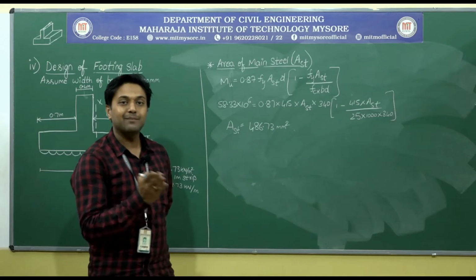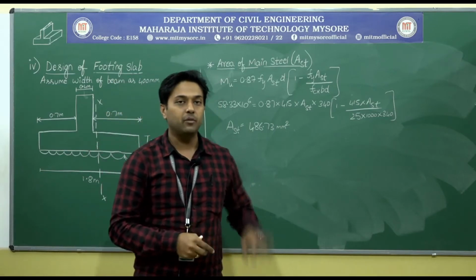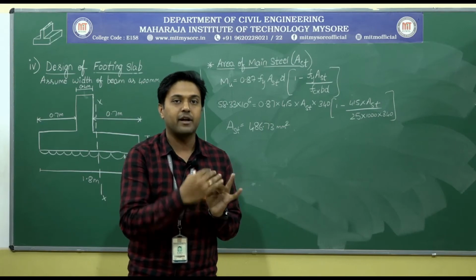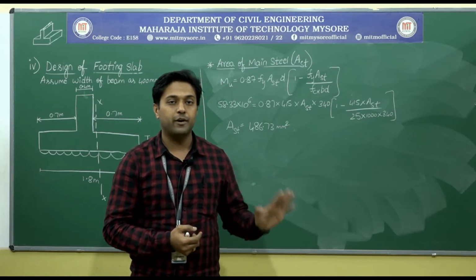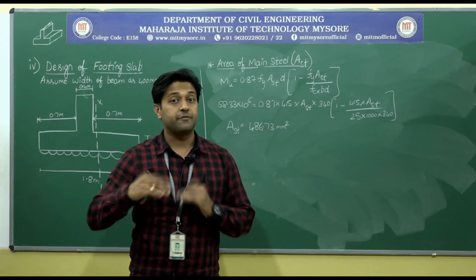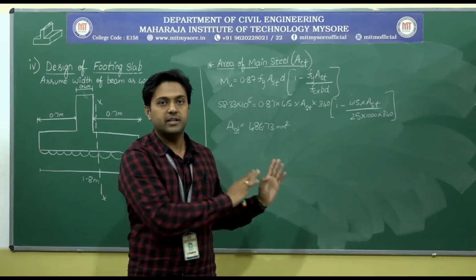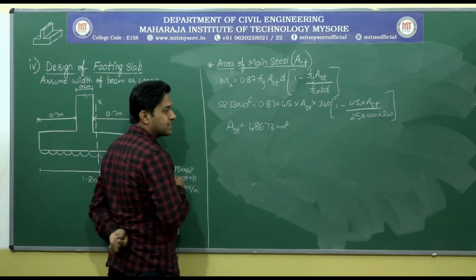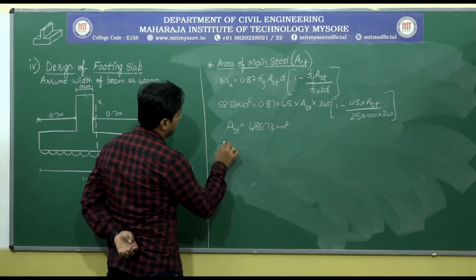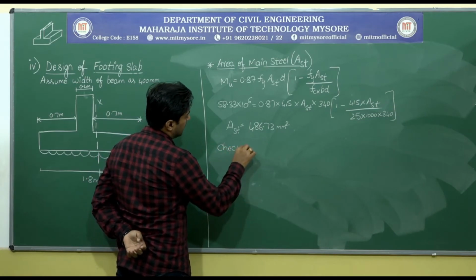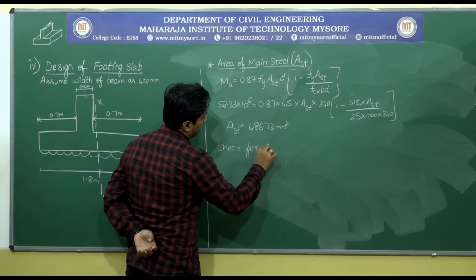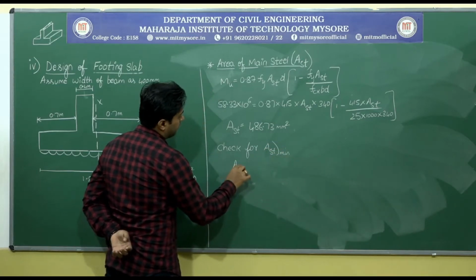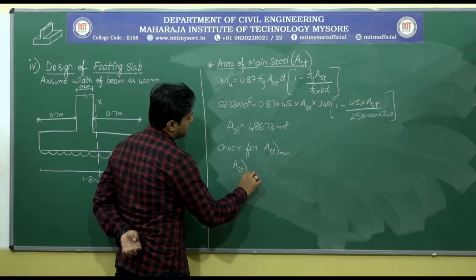Okay, so I think in the previous classes I have told you people, whenever you are getting a value of AST as 300, 400 or 500 around, always do check for AST minimum. If it is 5,000, 2,000 and all, usually there is no need to check for AST minimum. But here I will be doing the AST minimum check. So what is the formula to calculate the area of minimum steel?